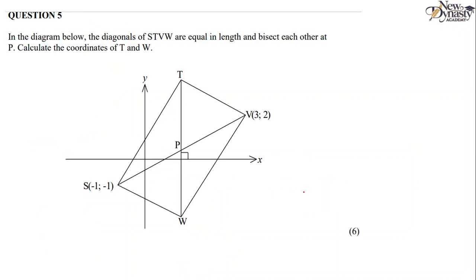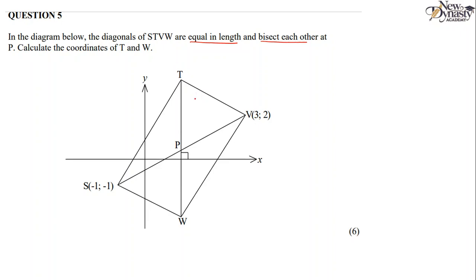Now the next question, question 5, says: in the diagram below, the diagonals of STVW are equal in length. That is very important. You should note that those diagonals are equal in length and they bisect each other at P. Then calculate the coordinates of T and W. Ooh, wow, what a question.